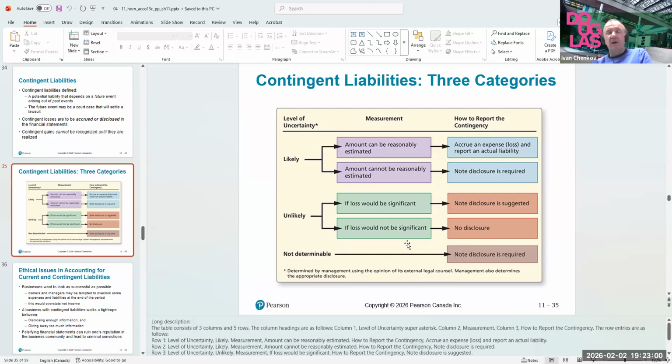If we can determine that the lawsuit against us is likely, but we cannot reasonably estimate the amount that we have to pay, in that case we have to disclose it in the notes. Let's see the other one, which is unlikely. If we have a potential liability which is unlikely, but can be measured, and the loss can be significant, then we have to put it in the note disclosure. But if it's not significant and unlikely, then no disclosure is required. If we cannot determine the level of certainty, then we have to disclose it in the notes to the financial statements.